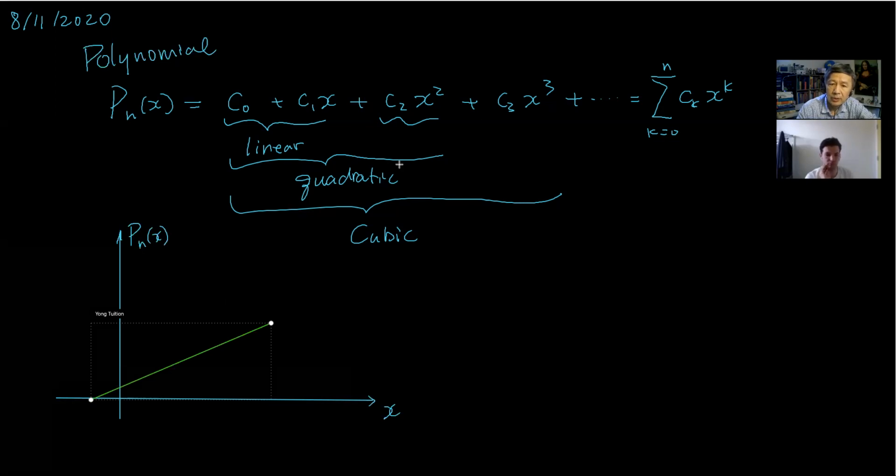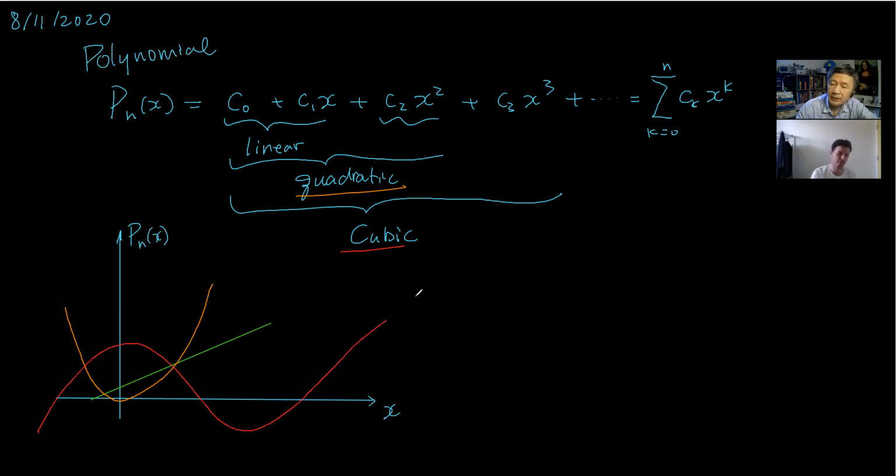But if you go to quadratic, you get something like this. So you get a parabola, can you see? And so on. If you go to cubic, it can be something like this, can you see? So certainly anything beyond the linear is nonlinear, all right?